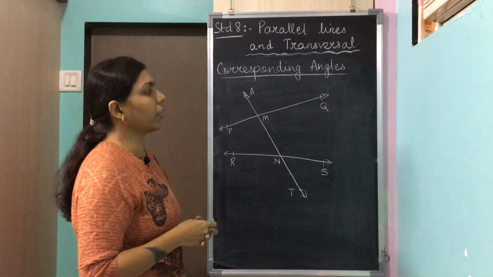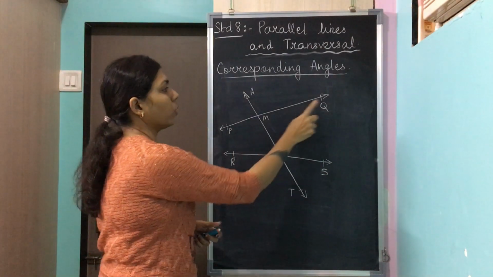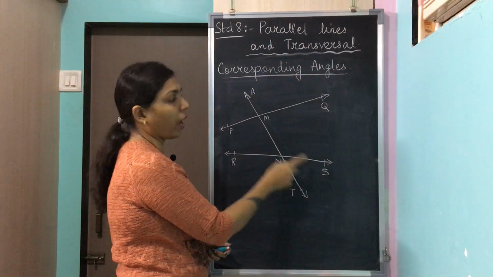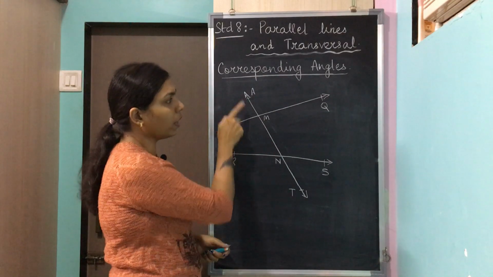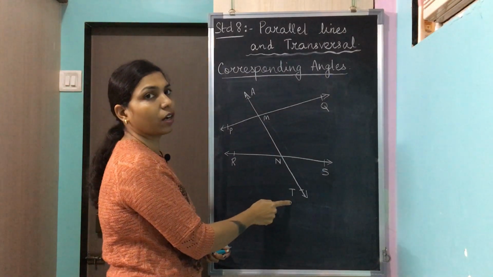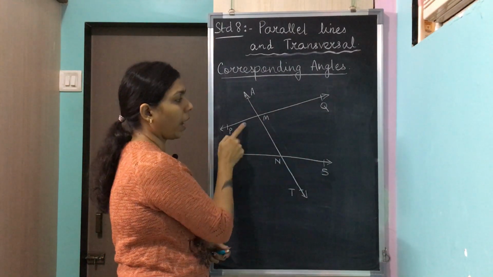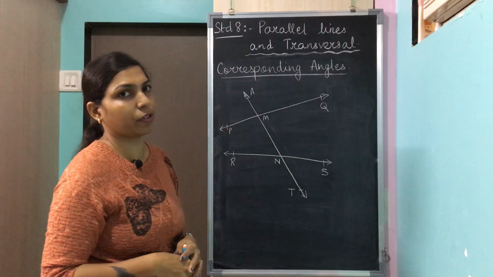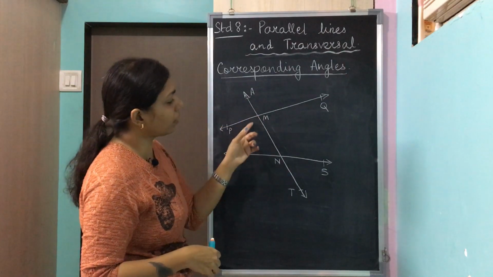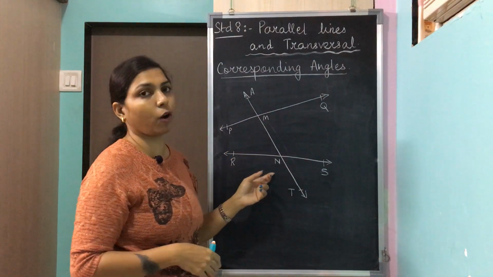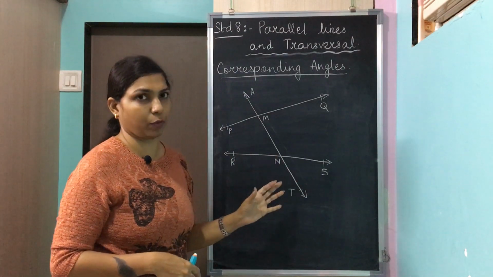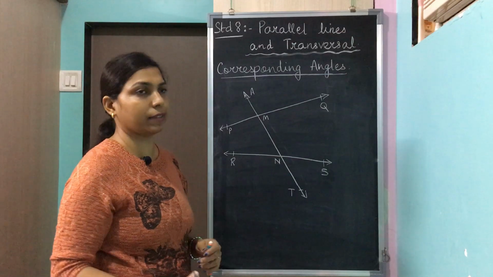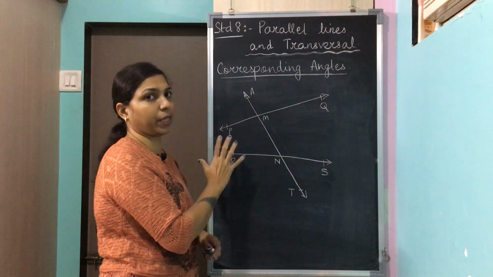Okay, now I have drawn another transversal. I have drawn two lines over here. One is line PQ and one is line RS. And here there is a transversal AT which is crossing over these two lines at point M and point N. Now when we have drawn this diagram of a transversal, we see that there are a number of angles which are formed in this particular diagram. Okay, so now we will understand what the different types of angles are in this diagram.